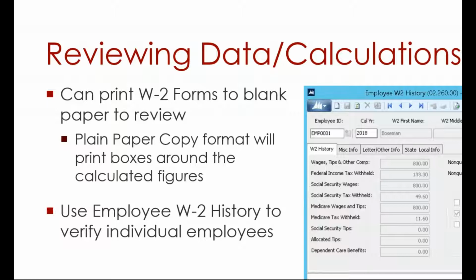If you do print using the plain paper copy format that's available, this will print the boxes for you on the forms. You can also use the W-2 employee history screen, and you can review the data that was calculated for each employee this way. You would pull in the employee ID and the year that you wish to see the data for, and you can review the information this way as well.